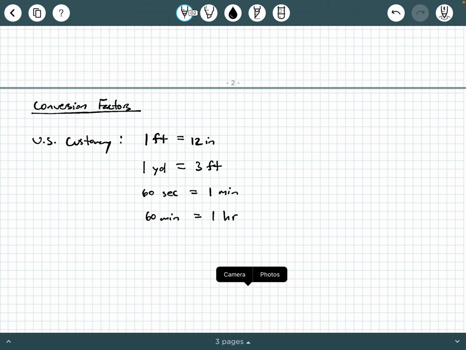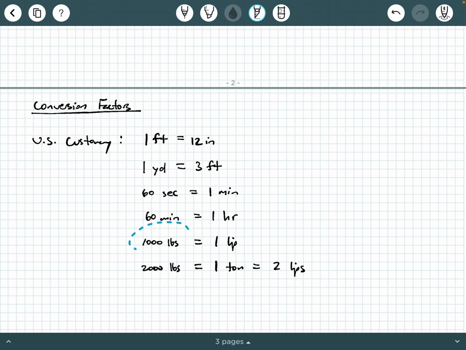Here's one that you might not know. 1,000 pounds is 1 kip. And then 2,000 pounds, of course, is 1 ton, but that's also equal to 2 kips, okay? So the 1,000 pounds equaling 1 kip might be something you're not quite familiar with yet, but you want to keep that in mind. We use units of kips. We bundle pounds by the thousands quite often in statics, okay?